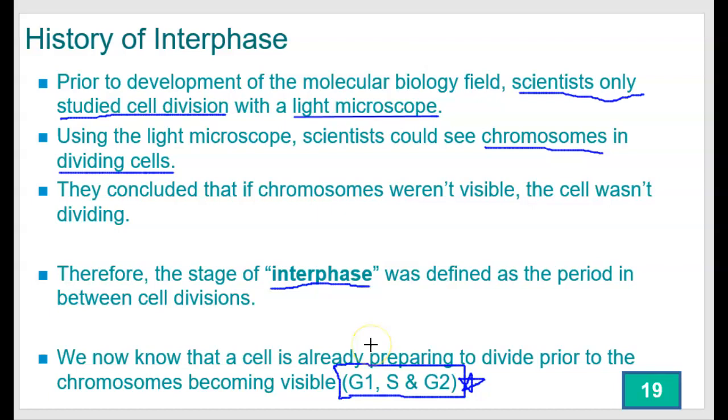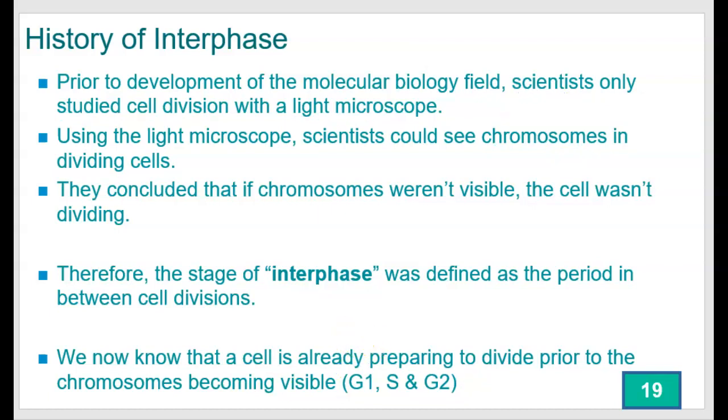So it is not possible to distinguish, at least with a light microscope, a cell that is intending to divide but still in interphase, G1, S, or G2, versus a cell that isn't even intending to divide. They look identical. You cannot tell the difference because it's happening on a molecular level, at least not with a light microscope.